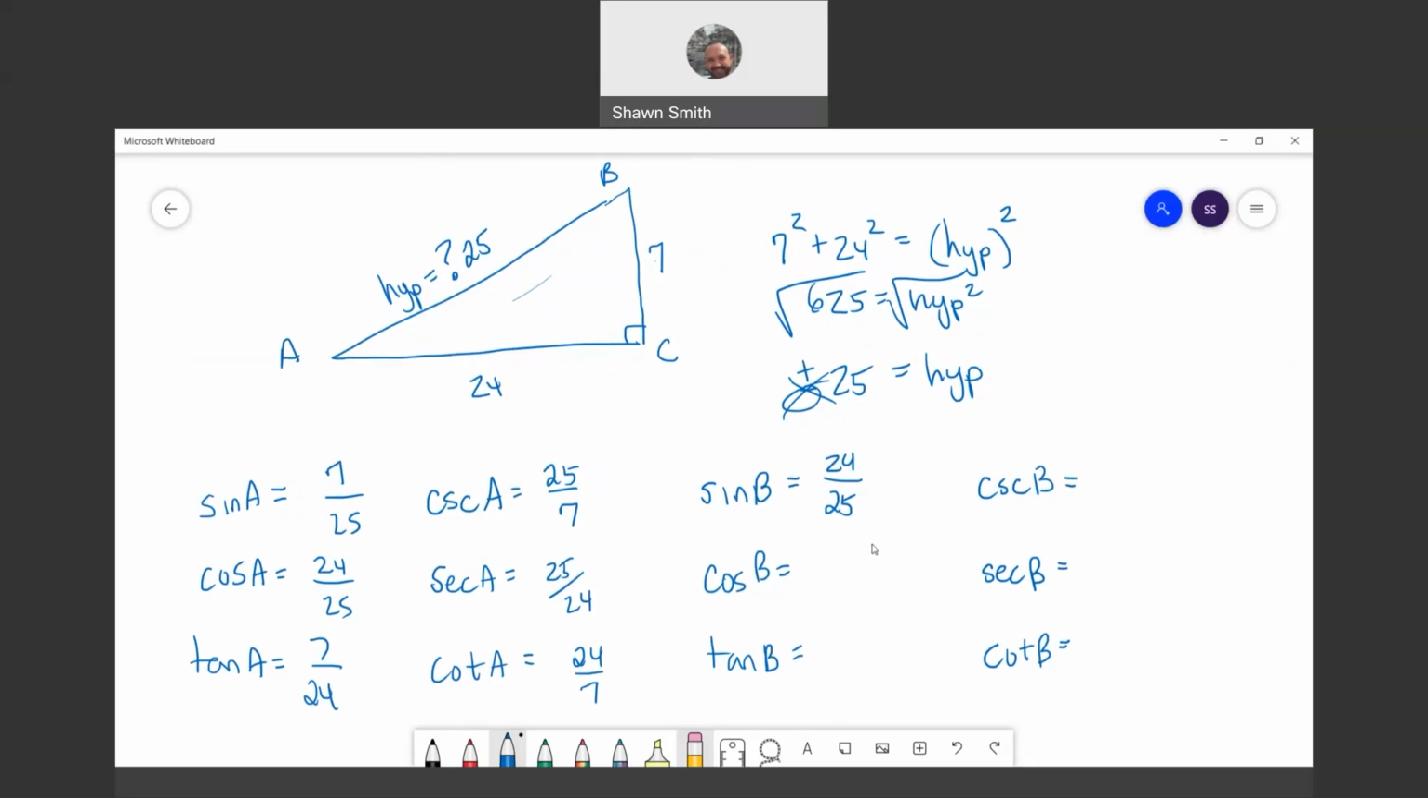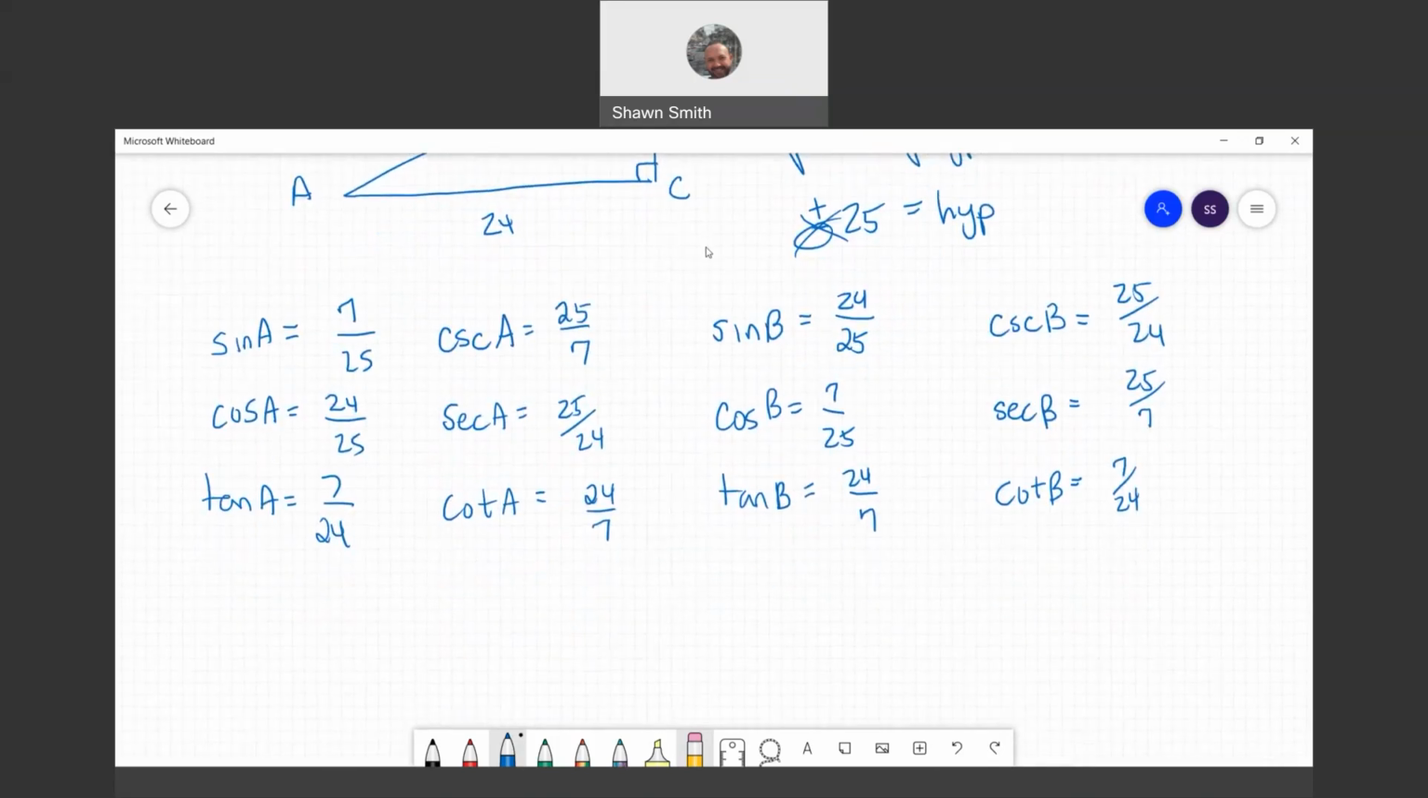All right, so our cosine is going to be adjacent to B, 7, hypotenuse 25. Tangent: opposite is 24, adjacent is 7. Cosecant, now flip, all those are pretty simple. There you go.